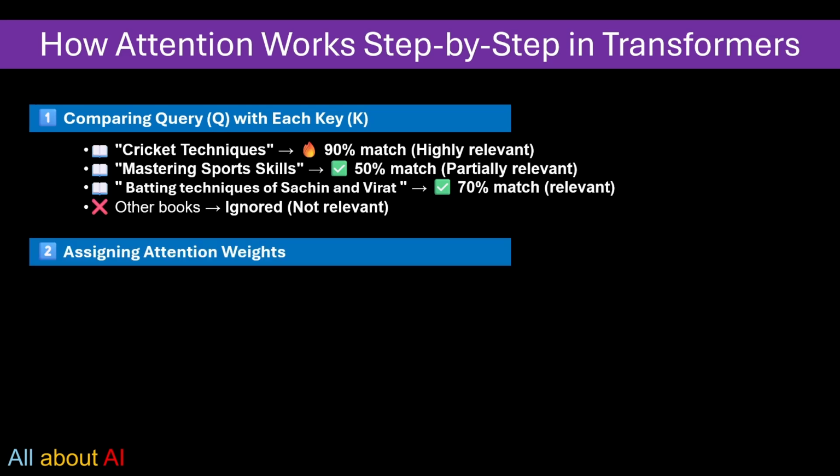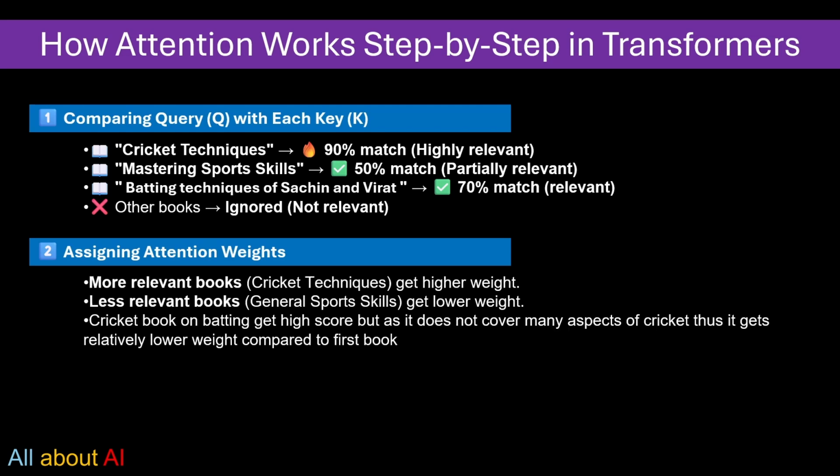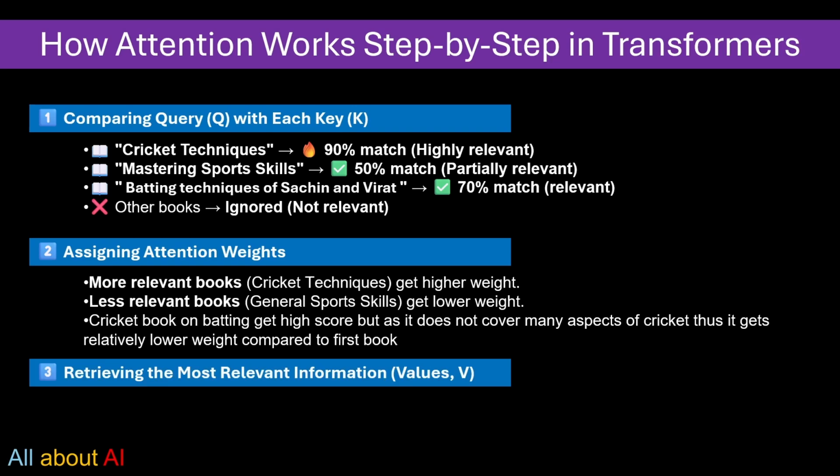Now, once we have the similarity scores, next is assigning attention weights. More relevant books will get a higher weight and less relevant books, like general sports, will get a lower weight. And the cricket book on batting gets somewhere in between. So with this information, the librarian hands over the best book on playing cricket to you. And in this case, it will be the cricket techniques book.